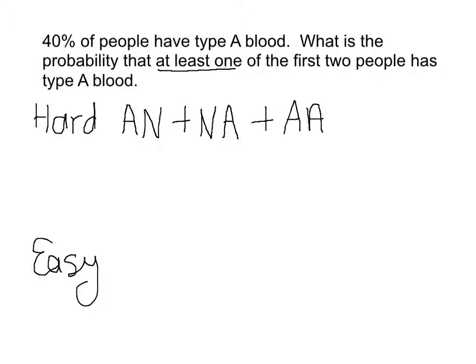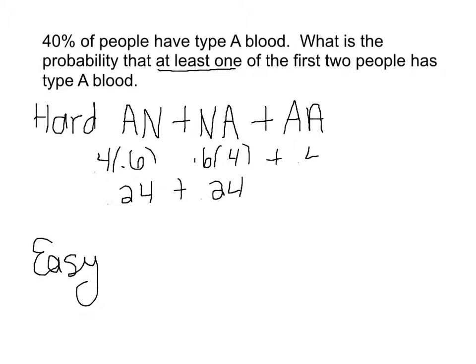So when I say what is the probability that at least one of the first two people has type A, that can be the second one, the first one, or both. This is 0.6 times 0.4, 0.24. This is 0.6 times 0.4, 0.24. And this is 0.4 times 0.4, 0.16. And if I add those all up, 16 and 24 is 40. 40 plus 24 is 64. So there's a 64% chance that at least one of the first two people has type A blood.